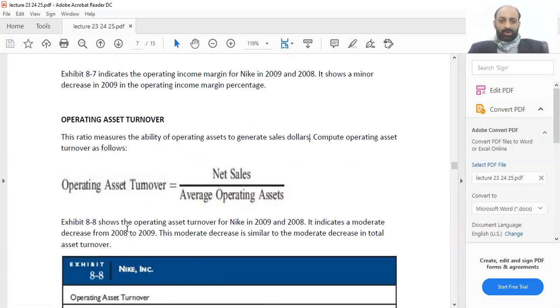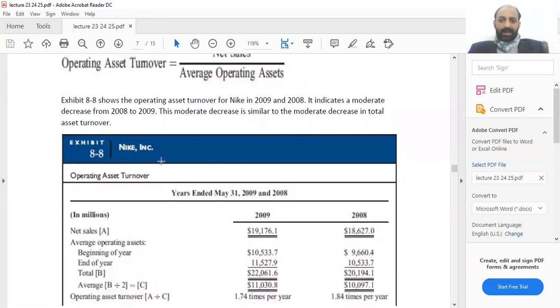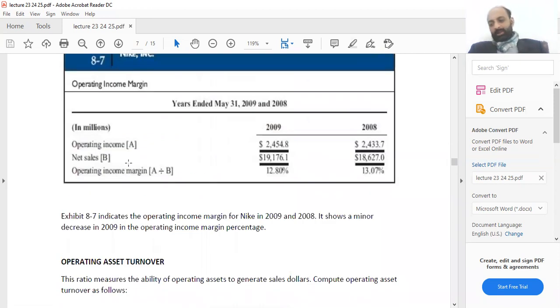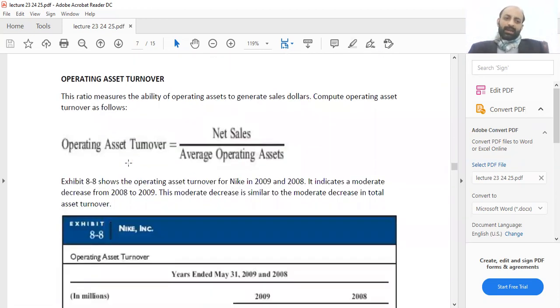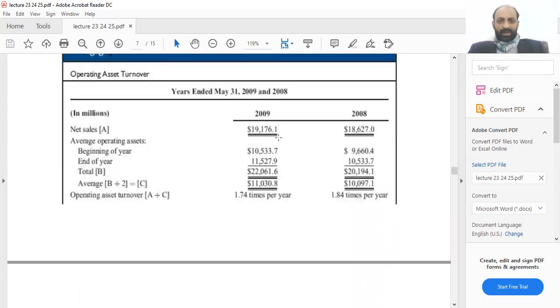Exhibit 8.8 shows the operating asset turnover for Nike in 2008 and 2009. It indicates a moderate decrease from 2008 to 2009. This moderate decrease is similar to the moderate decrease in total asset turnover. So when we look at the total asset turnover ratio, which we did for 2008 and 2009 in lecture 23, we'll see that there was a similar decrease as you can see in the operating asset turnover.